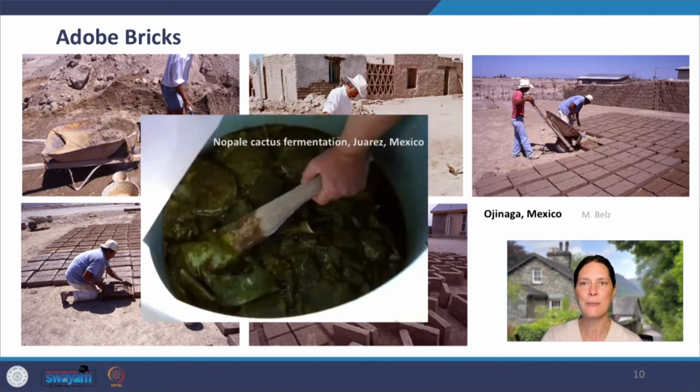Here you can see a fermentation being made of nopali cactus, common in northern Mexico. After sitting in a bucket, it gets a gel consistency, and this liquid is added to the mud mixture to increase hardness and smoothness in the final plaster.